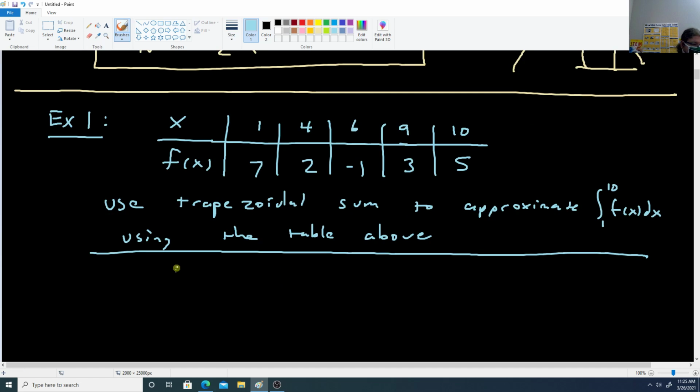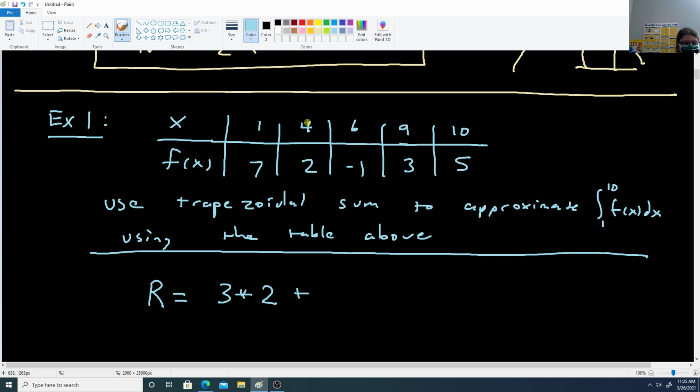So we're going to use the right endpoint and the left endpoint approximation, and then we'll figure out the trapezoidal approximation based off of that. So for the right endpoint approximation, the first interval is length 3, and the height I use is, so 7 is the left value, 2 is the right value, so I use 2.